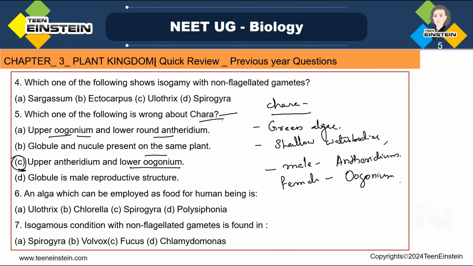Oogonium is seen in the upper part. Then next is about the globule, that is the male reproductive structure. That is right, globule is the male reproductive structure. And we are moving to the next question. An alga which can be employed as food for human beings.